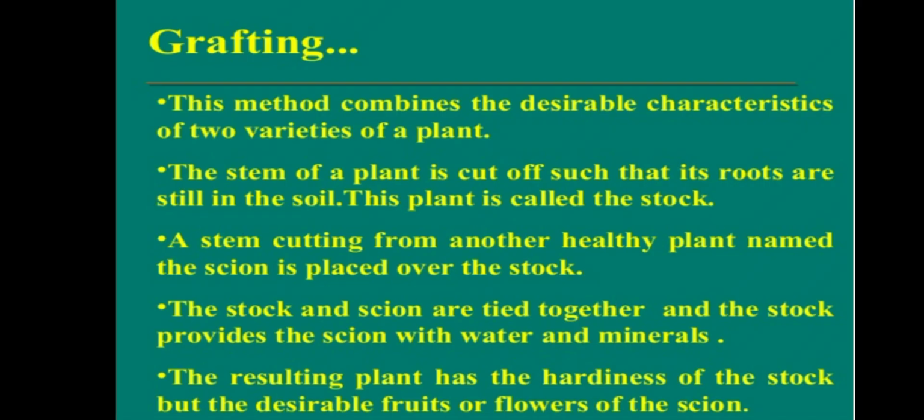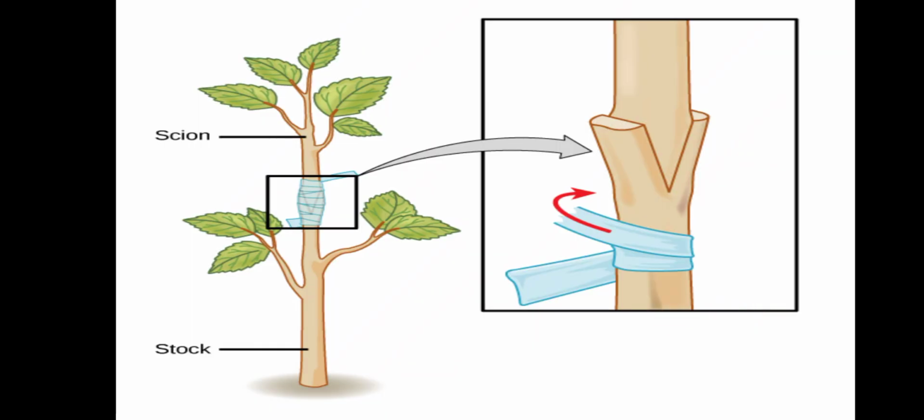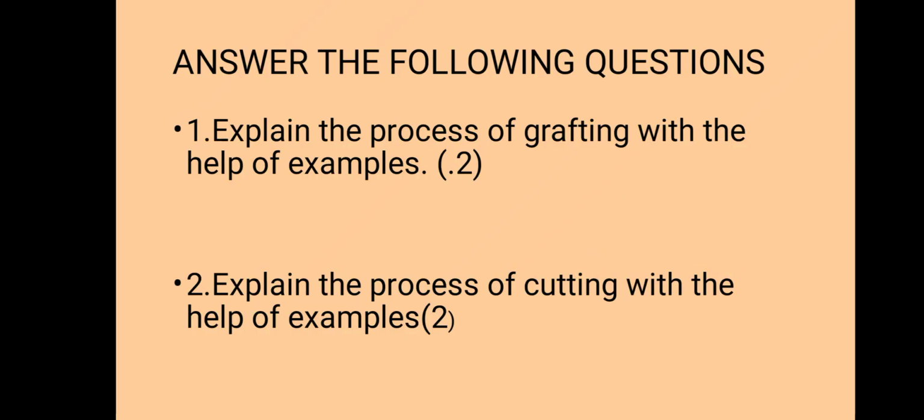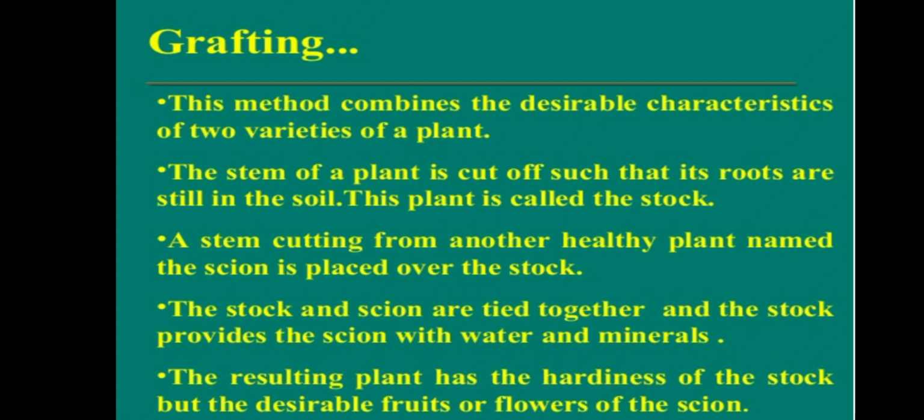The resulting plant has the hardiness of the stalk, but the desirable fruits or flowers of the scion. So the main thing in this is that this will support, but this will bear the fruits and the vegetables. Alright? So we have learned about grafting.